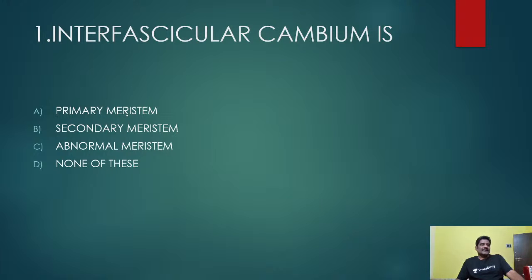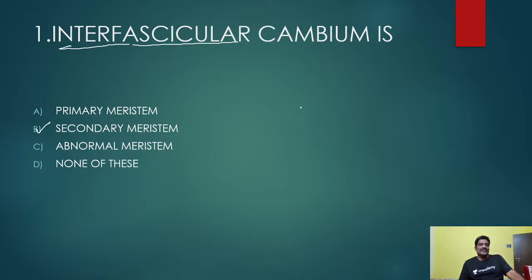We'll start with the first question in the anatomy of flowering plants, or plant anatomy. Here is the interfascicular cambium. What is this? Is it primary meristem, secondary meristem, abnormal meristem, or none of these? So, the right answer is secondary meristem. B is the right option.